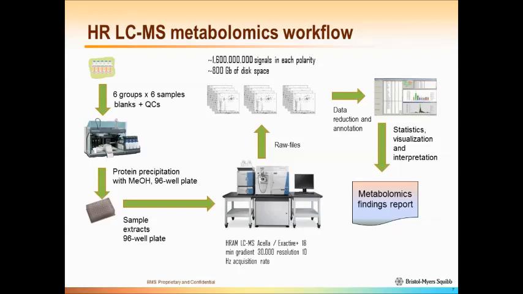So the workflow was limited: we looked at typically 6 groups and 6 samples. Also, you have to run blanks and QCs with this. That's a standard robotized procedure with protein precipitation, which yields a nicely formatted 96-well plate, which goes into the autosampler. And this is where it gets interesting. In a runtime of maybe a couple of days, on the order of 2-3 days, you are generating a lot of data, and typically it's about 800 gigs of data being generated in such a short period of time.